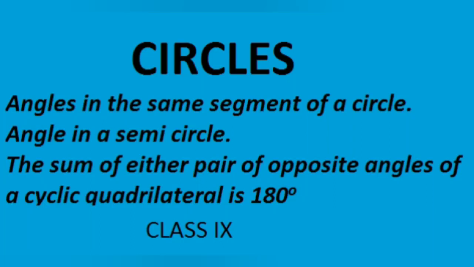Hello everyone. In this video of circles, we will be doing three most important theorems. The statements are mentioned here. The first one is angles in the same segment of a circle, and then we will talk about angle in a semicircle, which is a right angle, and finally the sum of either pair of opposite angles of a cyclic quadrilateral is 180 degrees. Very important because the results of these three theorems would be used in many questions.